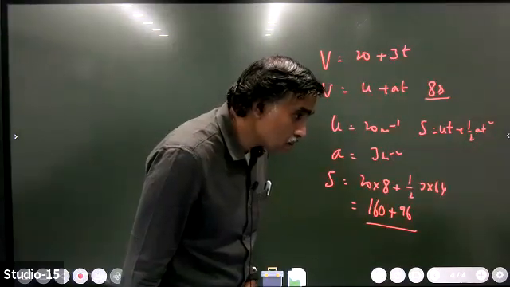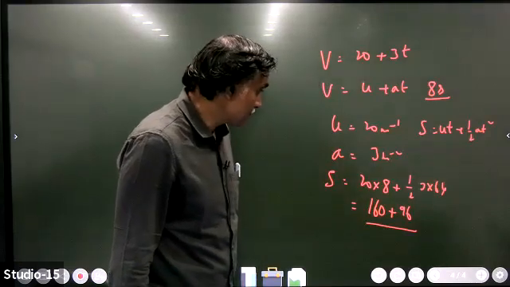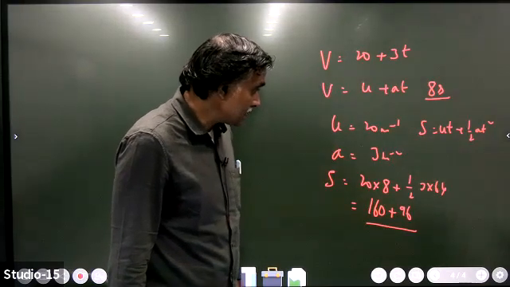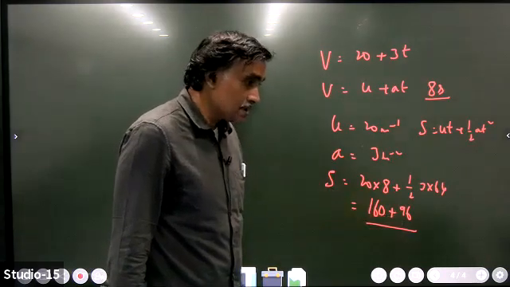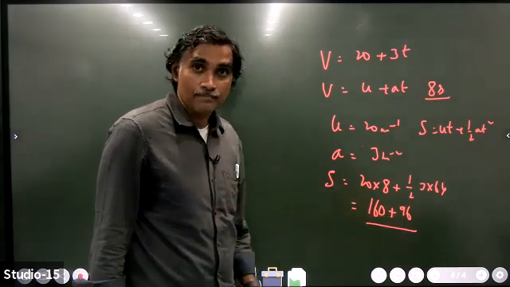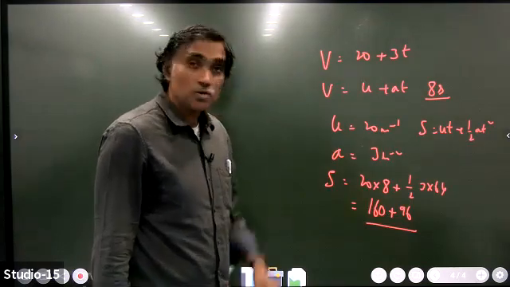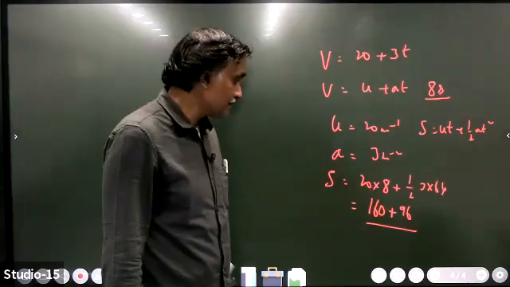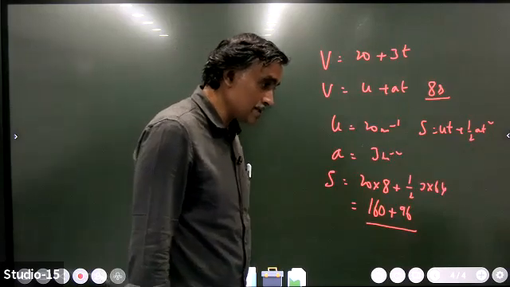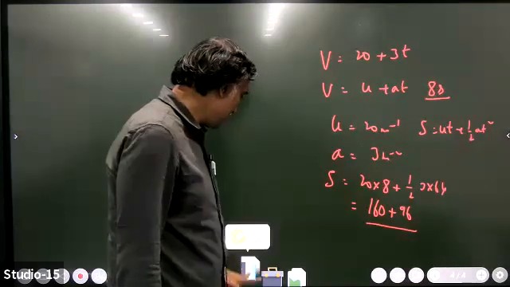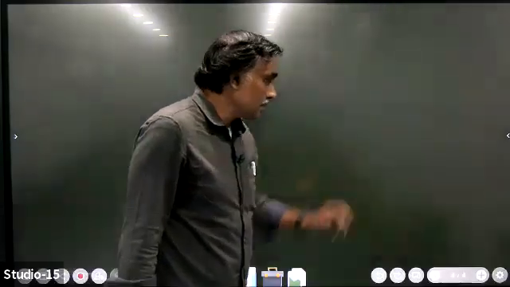Rakesh has given 496. It is not 496, okay? It is 160 plus 96. We should not use the SL formula, okay? We should use the S formula. S is ut plus half at square. Okay, calculation mistake, doesn't matter. Later I can correct. Okay, right, our next question.